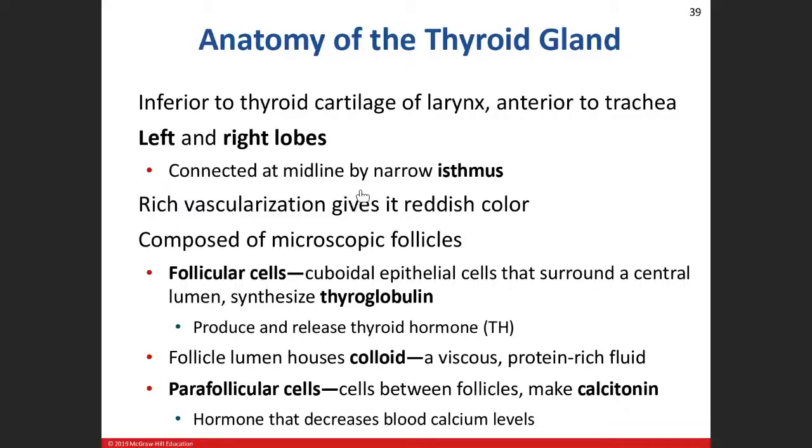Now, the other cell type which is important that you know are the parafollicular cells. These will not be within the follicles; they'll be scattered in between. And they make this hormone, which you're already familiar with, calcitonin. Calcitonin is the hormone that's produced when your blood calcium levels are high.